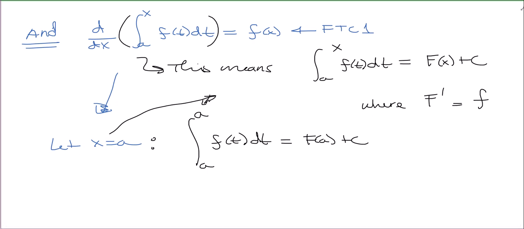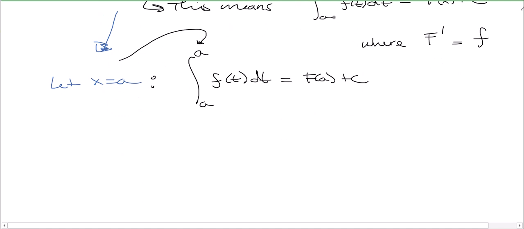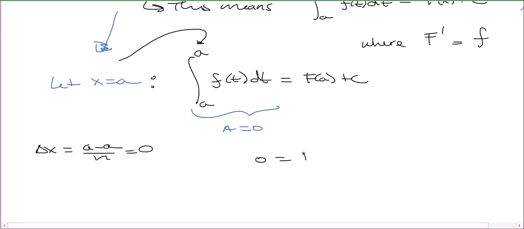Okay, so we're replacing the x with a, so I get this much. But what does this mean? If we look at the area between a and a, that means that delta x is a minus a over n, but that's just 0. So this area is just 0. The area between a and a, there's nothing there. It's just a line segment, so there's no area.